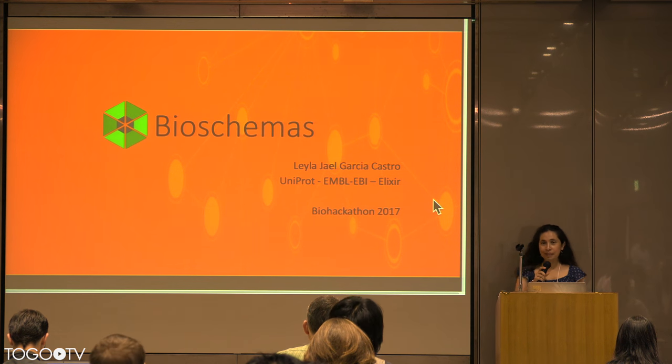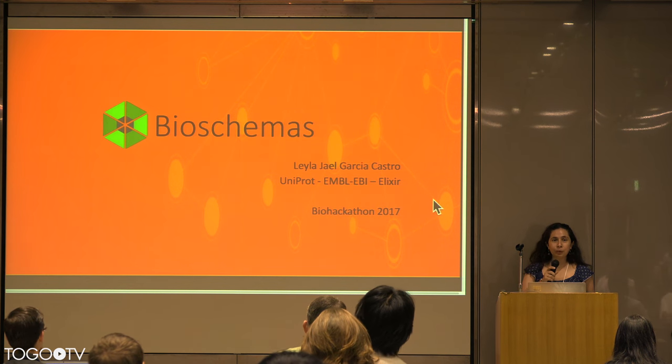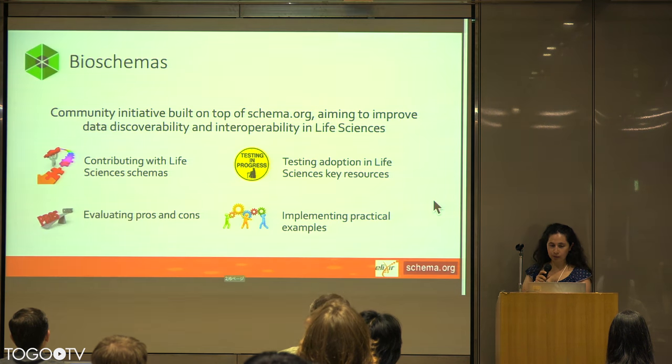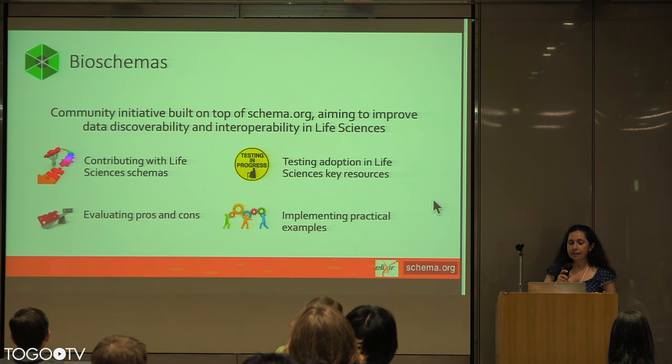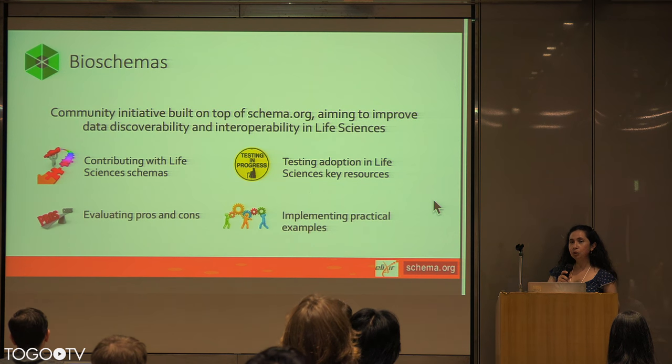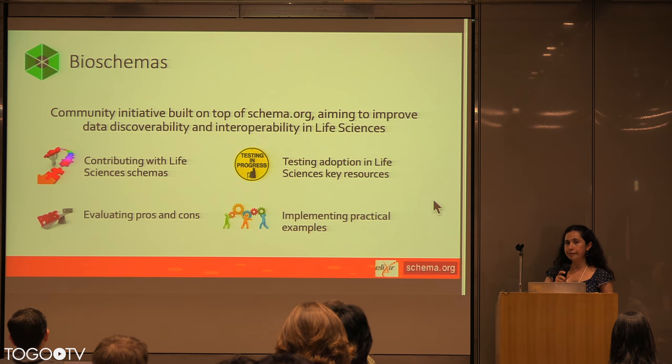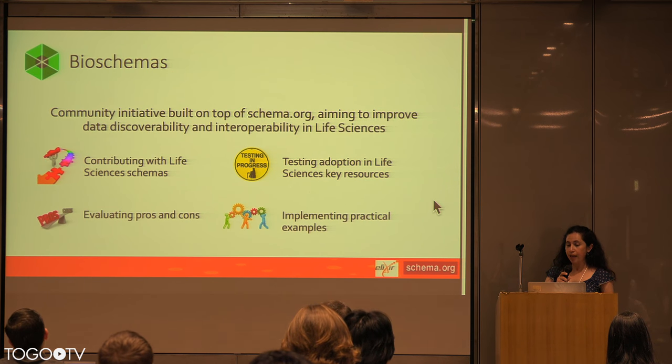Hello, everybody. My name is Leyla Jael. I work with UniProt at EMBL-EBI, and today I'm going to talk about an Elixir project named Bioschemas. Bioschemas is a community effort aiming to add a life sciences layer to schema.org. Schema.org makes it easier to add semantic markup to web pages. So, for instance, search engines like Google can be more accurate in finding results when it is related to semantics.